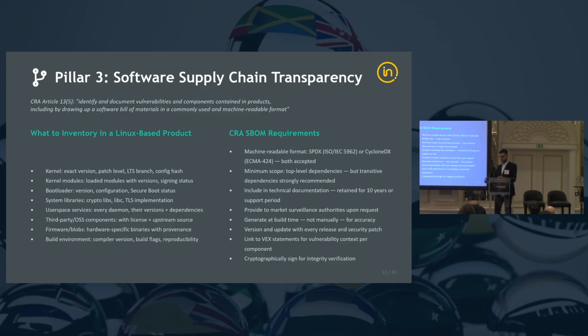The minimum scope is that you have only your top-level dependencies within the SBOM. But I would strongly recommend capturing transitive dependencies as well, because this SBOM would also allow you, during the CVE mitigation status, to see whether a CVE is applicable to you or not. Your SBOM would probably be your first line of filter as well. So have your transitive dependencies within your SBOM, generate it at build time, never manually, and version update with every release and security patch. Like I said, the key principle is that your SBOM has to be accurate enough that when a CVE is published for any component at any layer, you must be immediately able to determine whether your product is affected or not.